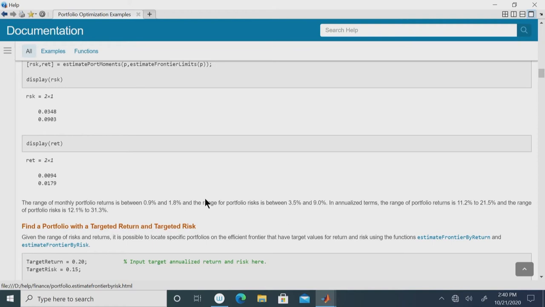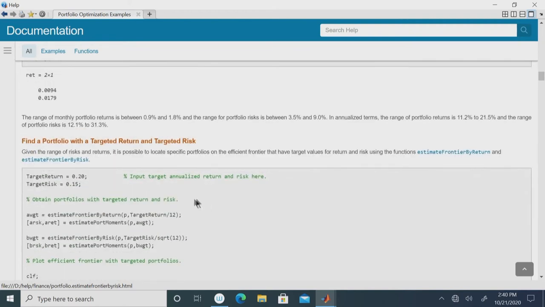So, for illustrative purposes, we will input a target return of 0.2 or 20%, and this means that we want an expected return of 20%, and we will target the risk at 0.15. So, that means you are willing to accept up to 15% risk. Accordingly, we will estimate the efficient frontier by return, and we will take the target return divided by 12. We will input the annualized target return and risk, and then we will convert this to the monthly return and risk.